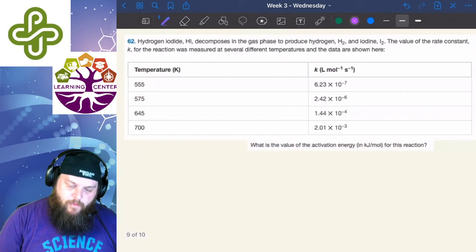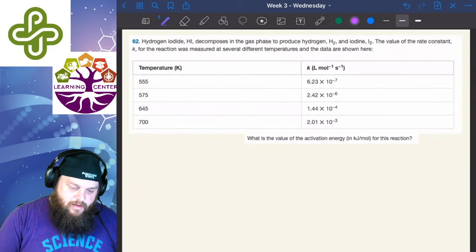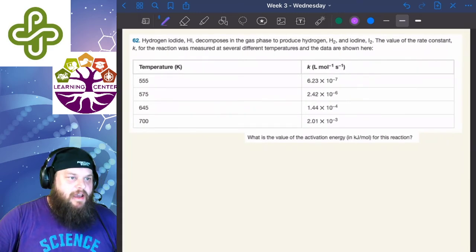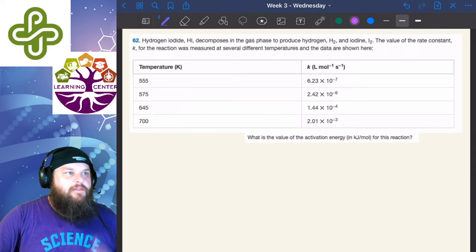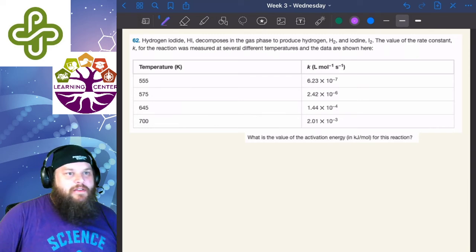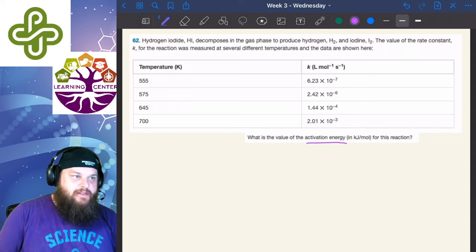I have time for one more. This one's a really fun one. So here we have hydrogen iodide. I'm just going to run through this really quickly because I only have about 9 minutes left. But really, this is a way where we can determine what that activation energy is by using that same equation.